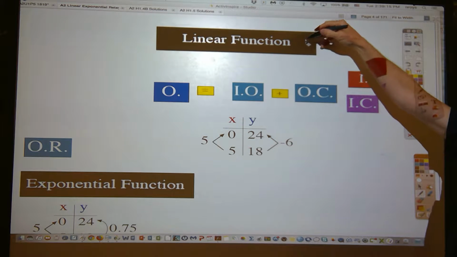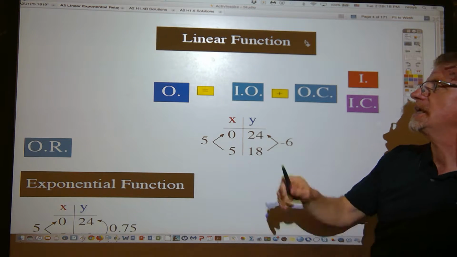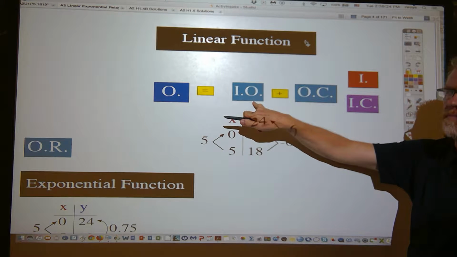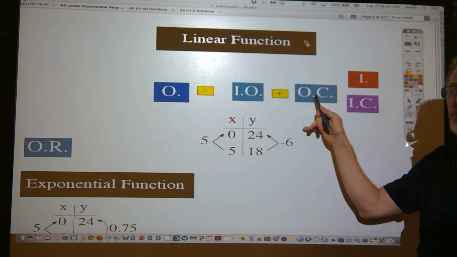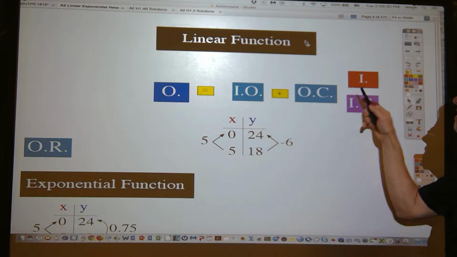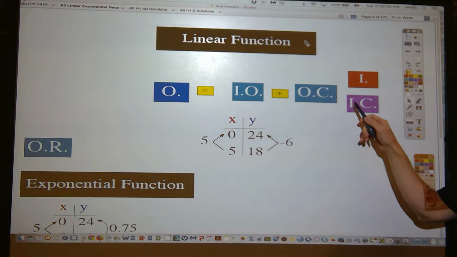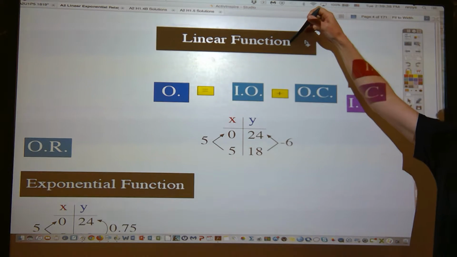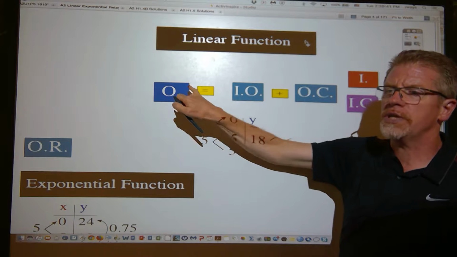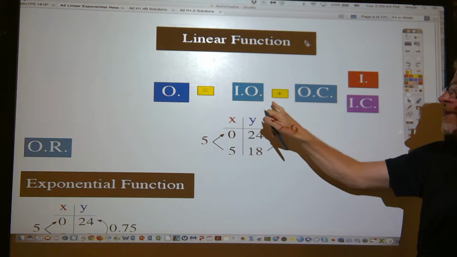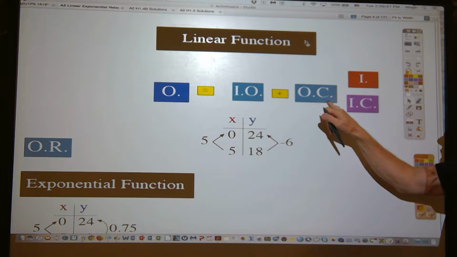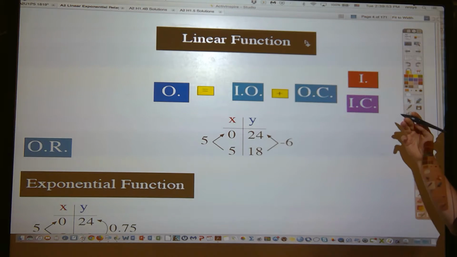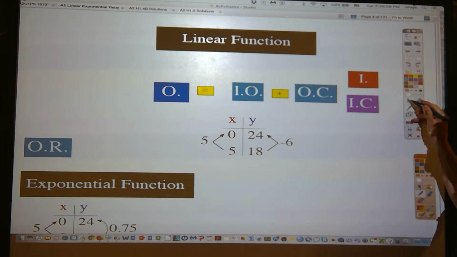Let's try this together. When I say go, I'd like you to say out loud and in unison, in a linear function, output equals initial output plus output change times input over input change. Let's try that one. Ready? Go. In a linear function, output equals initial output plus output change times input over input change.